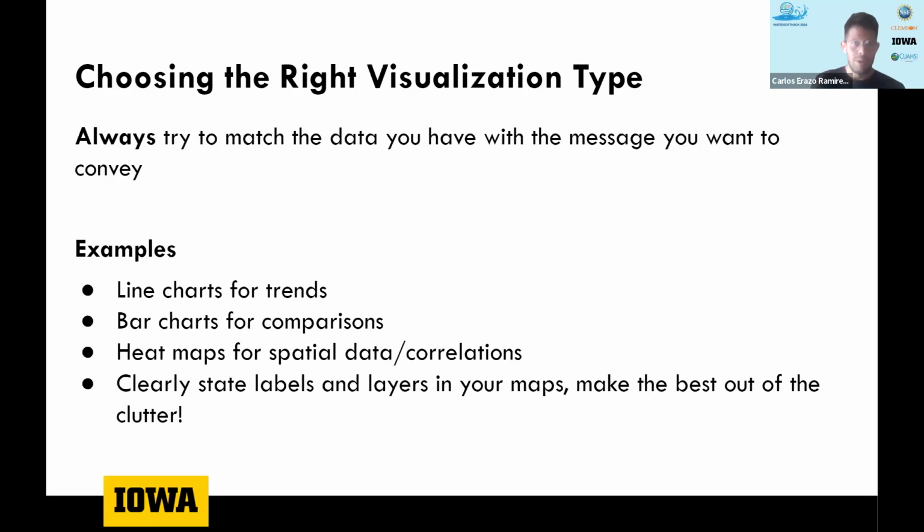So what do you need to do? Choose the right visualization type. It's always trying to match data that you have with the message that you want to convey. Examples, line charts for trends, bar charts for comparisons, heat maps for spatial data and correlations. Truly state the labels and layers in your maps and make the best out of all the clutter that you have. I know that you deal with a lot of information.